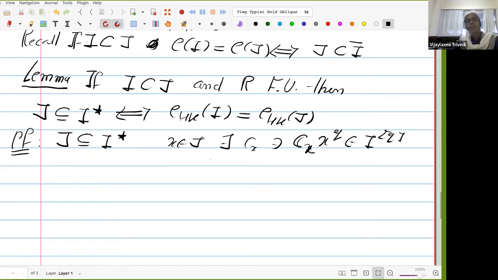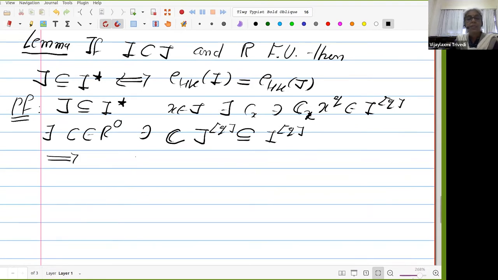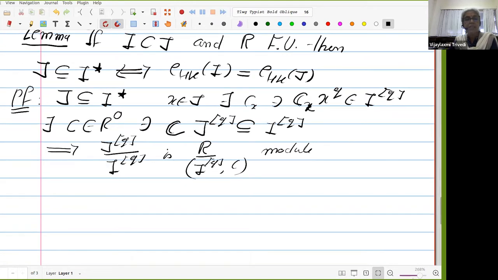Since J is finitely generated, for each generator x we collect the c_x and pick the product, which of course will belong outside the minimal primes. So it belongs to R zero, such that c times J^[q] is contained in I^[q]. This implies that if I look at the module J^[q] mod I^[q], it is an R mod (I^[q] colon c) module, as a finitely generated module.